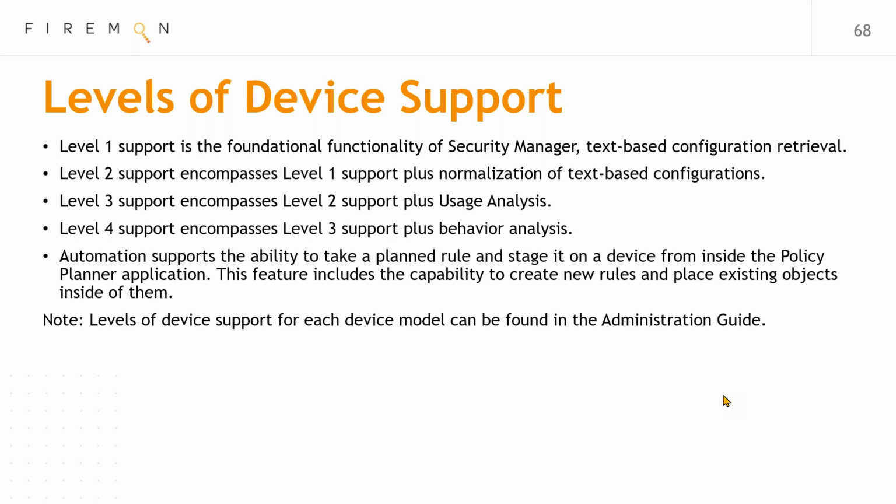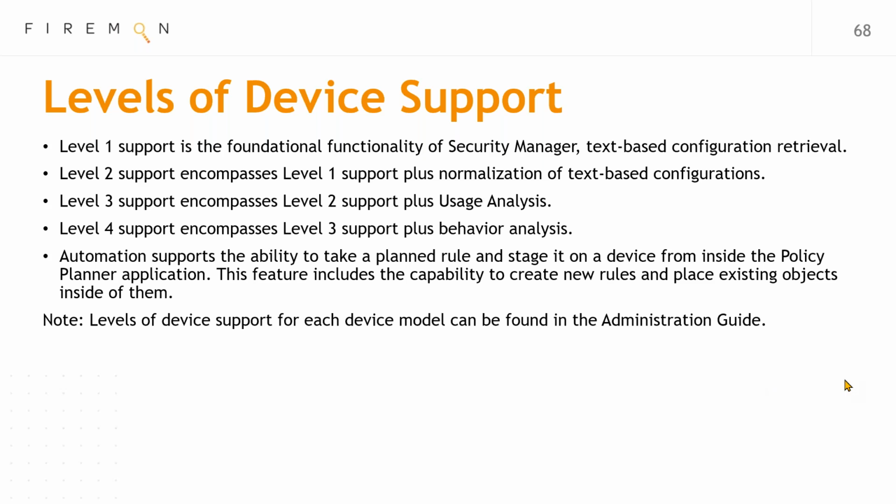Level 4 on top of level 3 adds on behavior analysis, which means at that level we can now start to analyze routing information, which then enables access path analysis, allowing us to start running those traffic simulations to determine what will or will not pass through a device, based on its network mapping that we have set up.